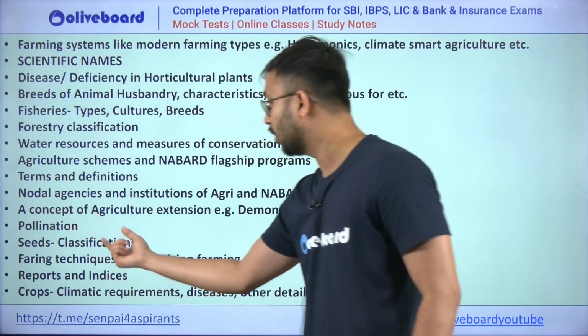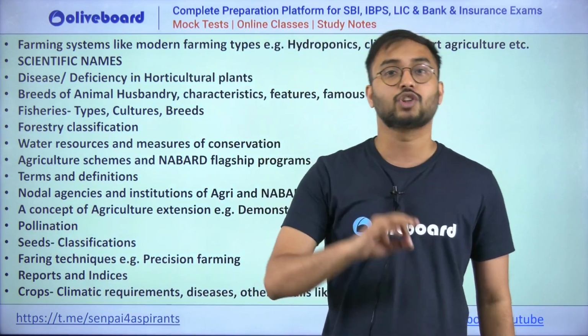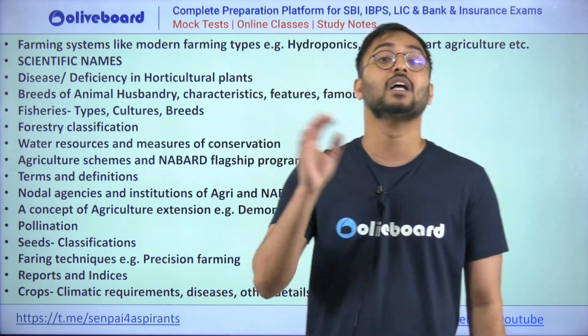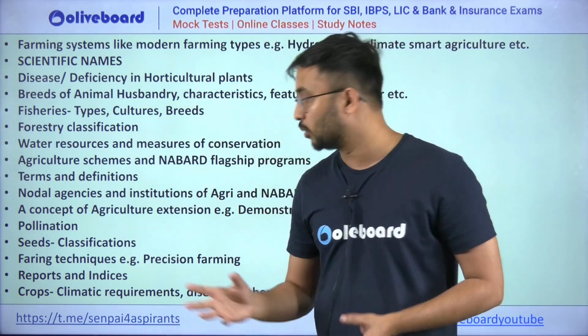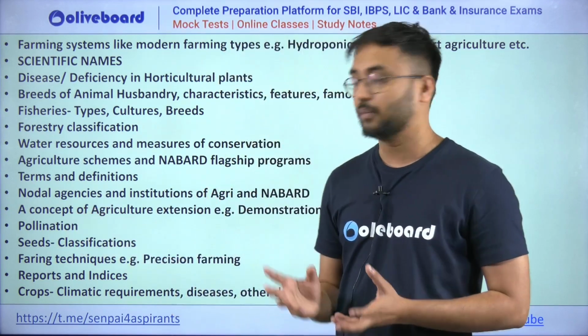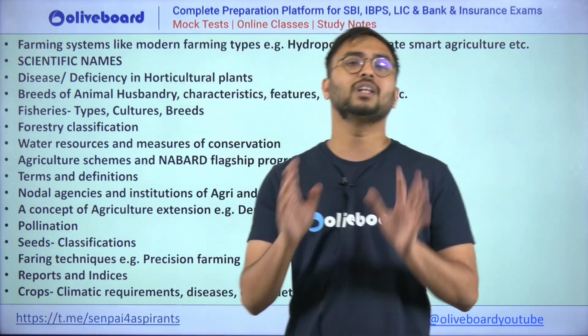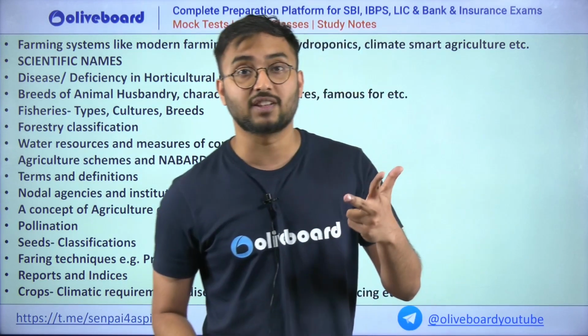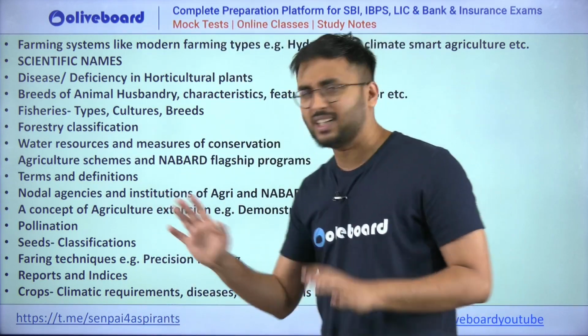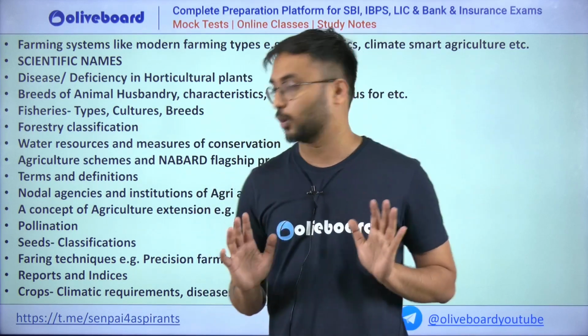Then comes pollination: self-pollination, cross-pollination, and breeding also, cross-breeding. All these breeding terms become important, pollination terms also become important. Seeds: only classification you have to do. What are breeder seeds, what are foundation seeds, what are certified seeds, what are truthfully labeled seeds. Only do that. Don't do extra information, anything else.